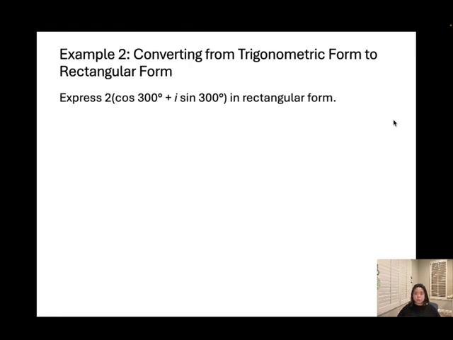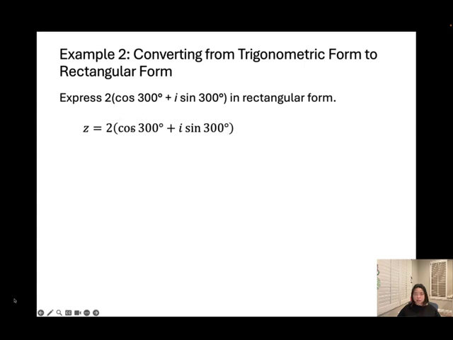Example 2, converting from trigonometric form to rectangular form. Okay, convert polar form to rectangular form. Remember, rectangular form means I want the x and y here. Okay, x plus yi. So what are we going to do? Pretty straightforward. I just let z be the complex number equal to this. You just need to calculate what cosine 300 degrees equals, and sine 300 degrees equals.